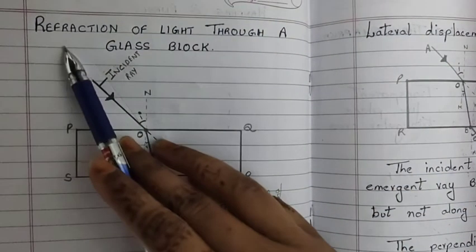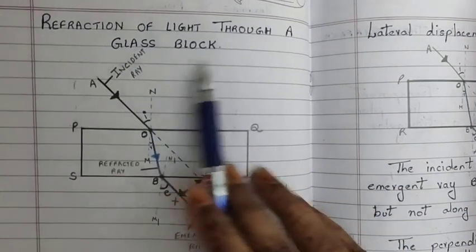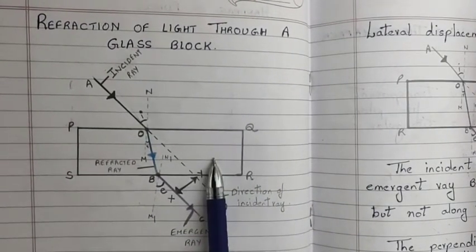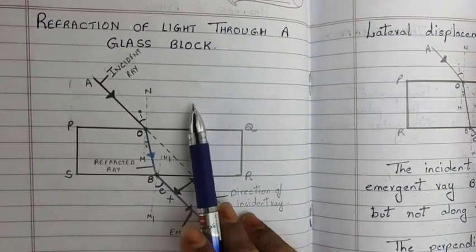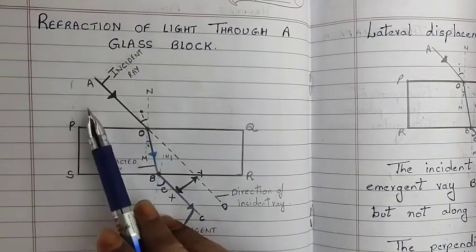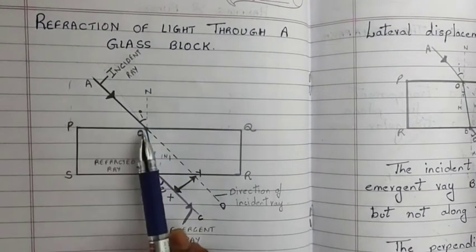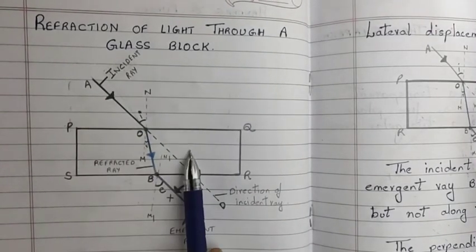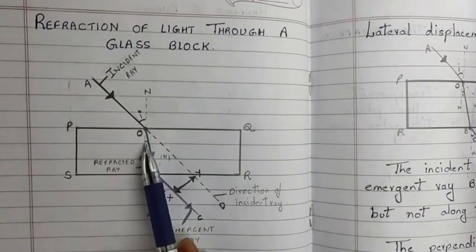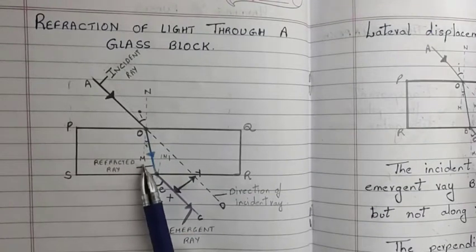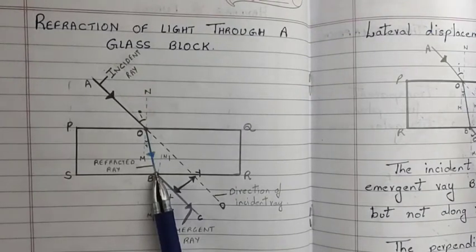So now let's understand the concept of refraction of light through a glass block. Here PQRS is considered as a glass block, air is considered as a rarer medium, and the glass block is considered as a denser medium. The incident ray AO, when entering from the rarer medium to the denser medium, that is the glass block, gets bent towards the normal, that is NOM. This bent ray inside the denser medium is called the refracted ray.